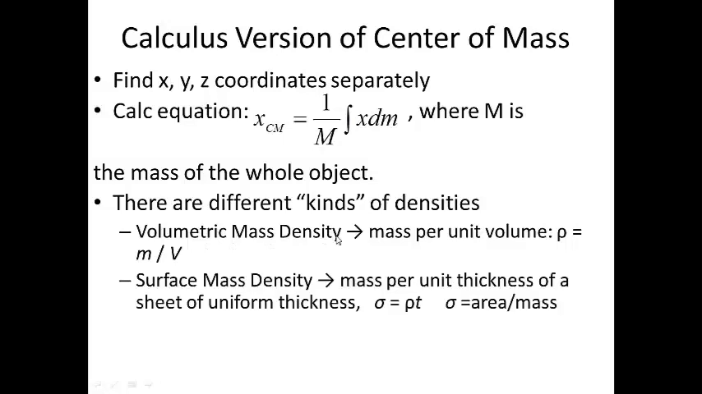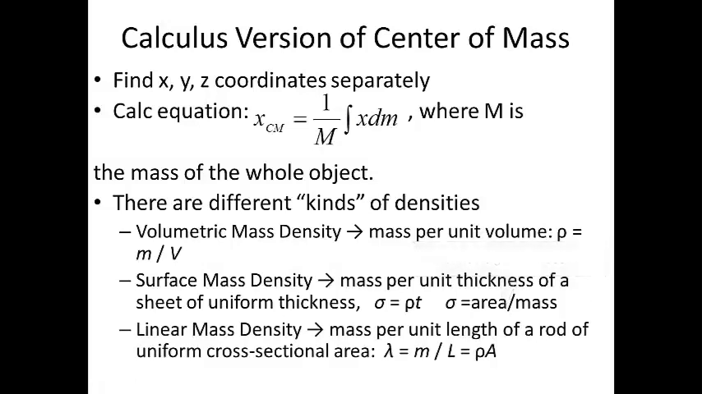There's also surface mass density. That's mass per unit thickness of a sheet of uniform thickness. And that is where this is the Greek letter lowercase sigma. So sigma would be equal to the volumetric mass density times the thickness, or you can also think of it as the mass of an object divided by its area.